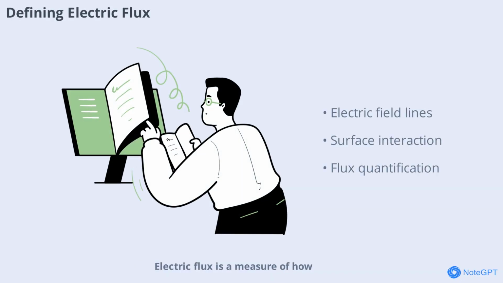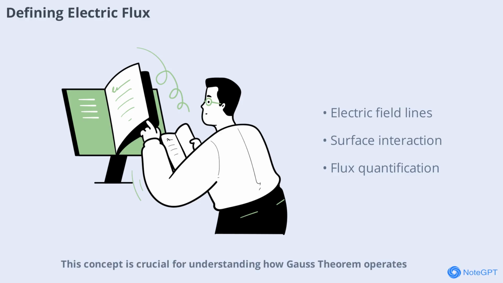Electric flux is a measure of how much electric field passes through a given surface. Imagine a field of arrows representing the electric field lines. The more arrows that pass through a surface, the greater the flux. This concept is crucial for understanding how Gauss' theorem operates, as it quantifies the field's interaction with surfaces in space.